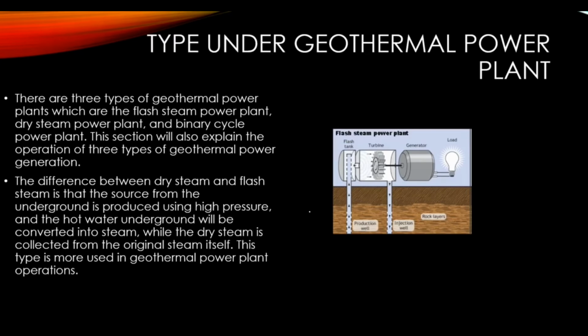Types of geothermal power plant. There are three types of geothermal power plants, which are the flash steam power plant, dry steam power plant, and binary cycle power plant. This section will also explain the operation of the three types of geothermal power generation. The difference between dry steam and flash steam is that in flash steam the source from underground is produced using high pressure and the hot water underground is converted into steam, while the dry steam is collected from the original steam itself. This type is more commonly used in geothermal power plant operation.